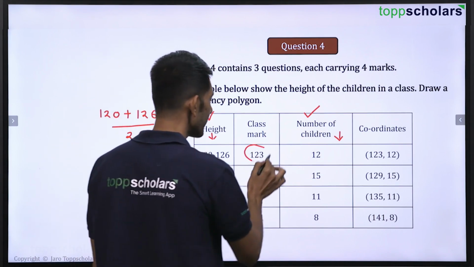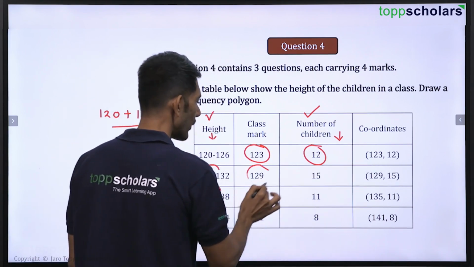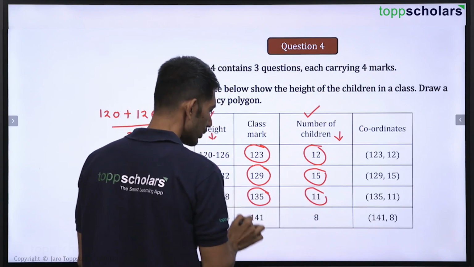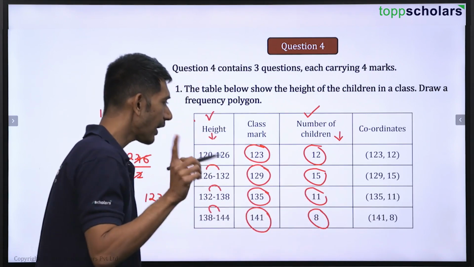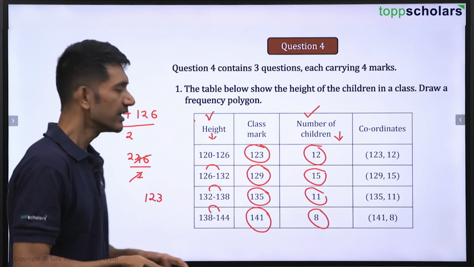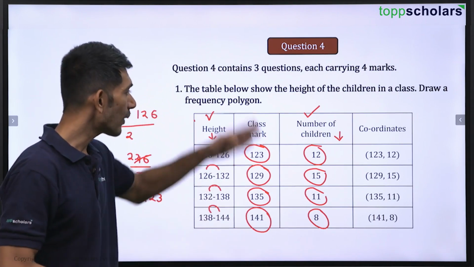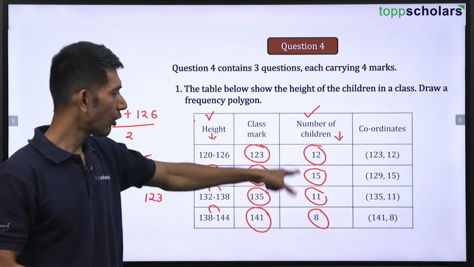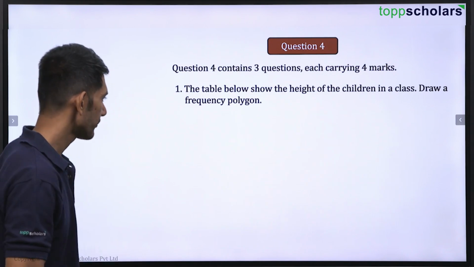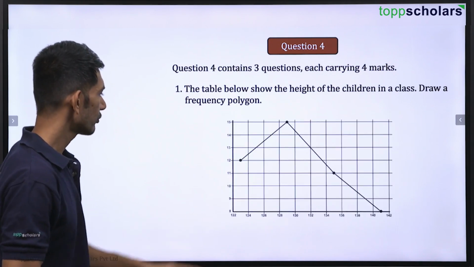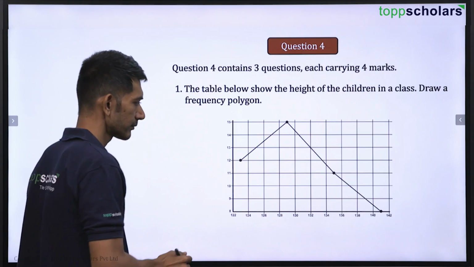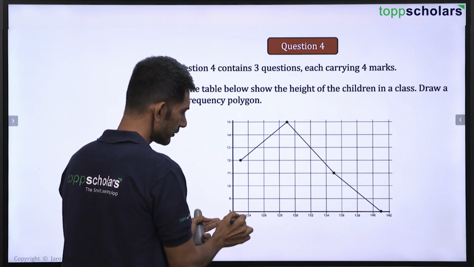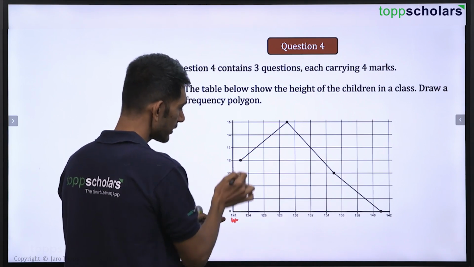So you have 123, 12. Then you have 129, 15. Then you have 135, 11. You have 141, 8. Now you need to take the scale on the x-axis and y-axis carefully, because on the x-axis the numbers are bigger, on the y-axis the numbers are smaller. So have a look at this. You can start with this and plot the numbers accordingly.